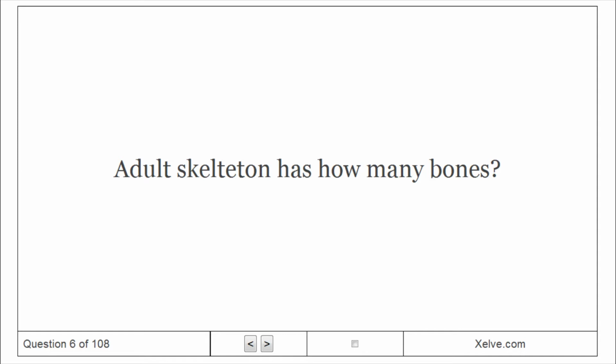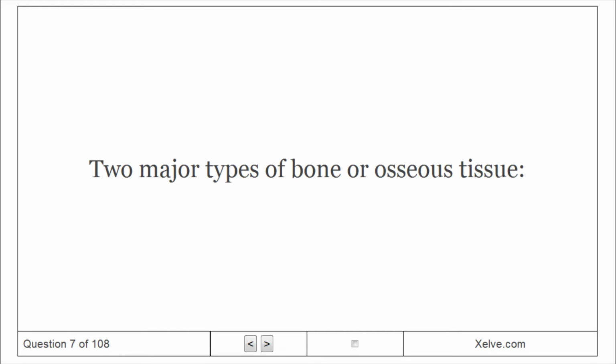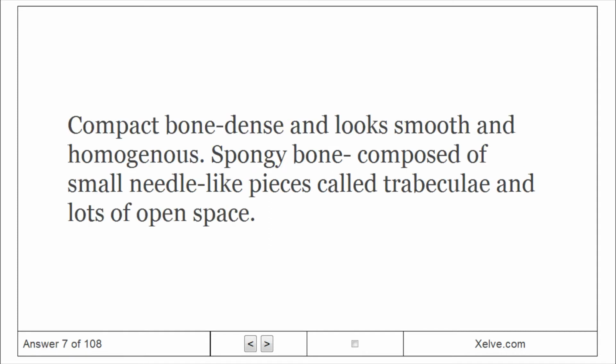Adult skeleton has how many bones? 206. Two major types of bone are osseous tissue. Compact bone: dense, and looks smooth and homogeneous. Spongy bone: composed of small needle-like pieces called trabeculae and lots of open space.